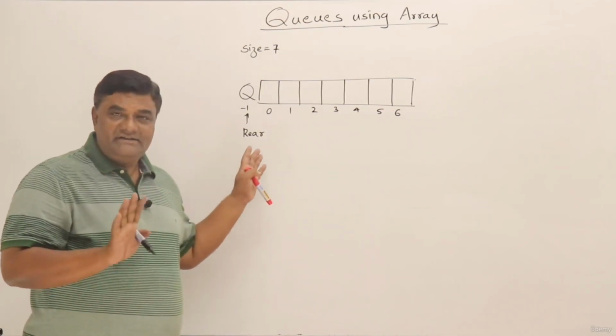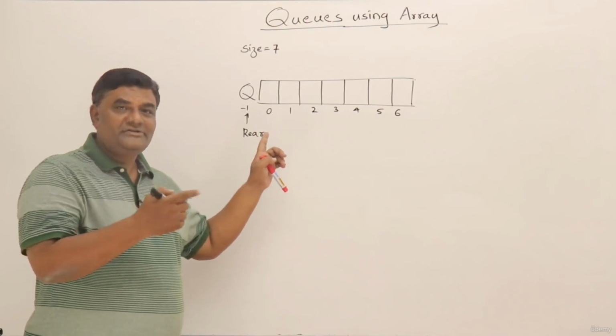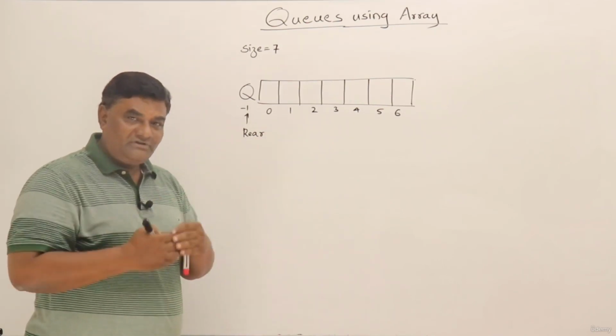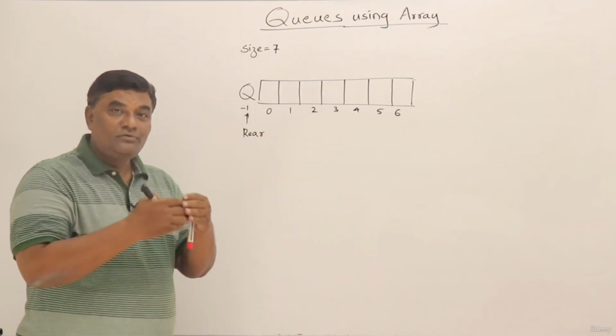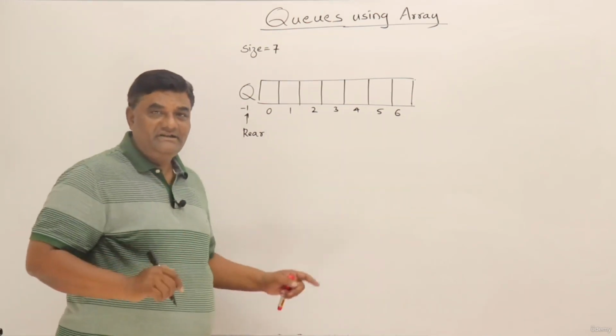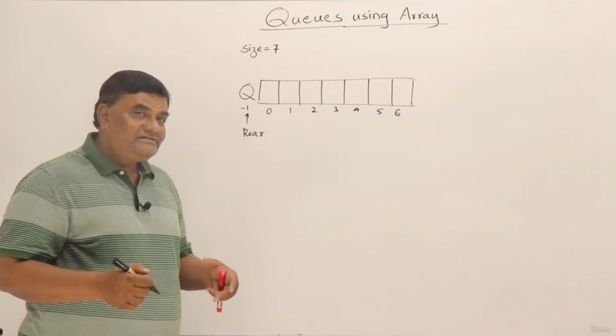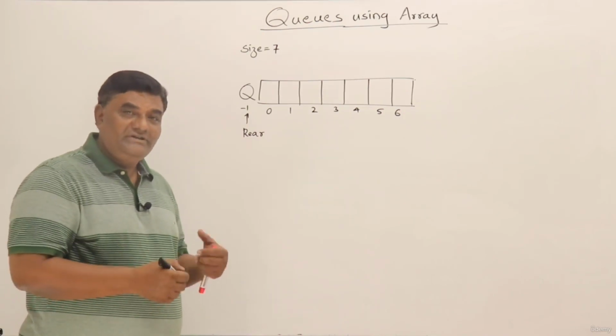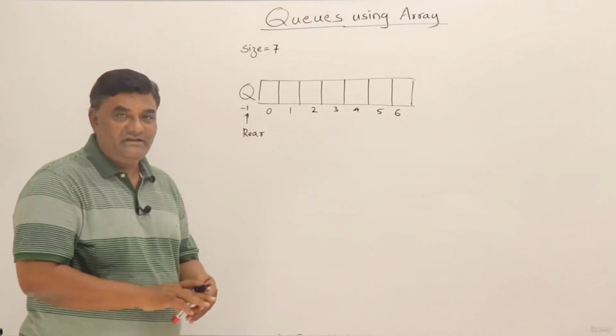-1 is not an index in the array. Indices start from 0 onwards. So it is standing before that location, that is, before the first location. So I don't have two pointers here. I have just one single pointer that is rear. Let us see what happens when I try to insert and delete just using rear.